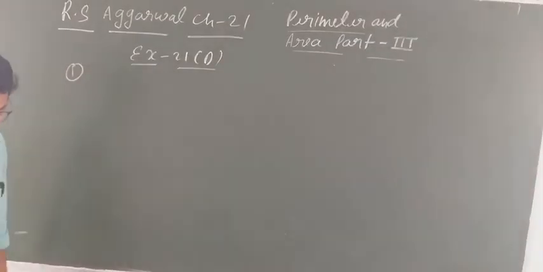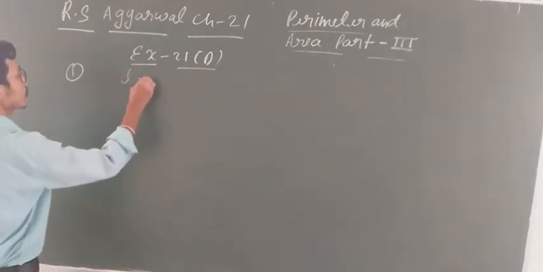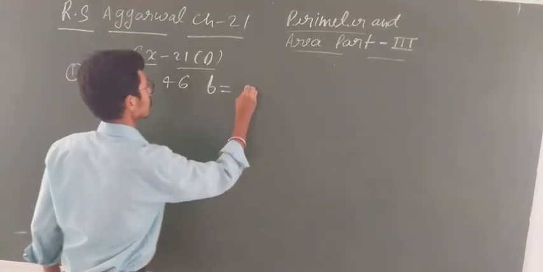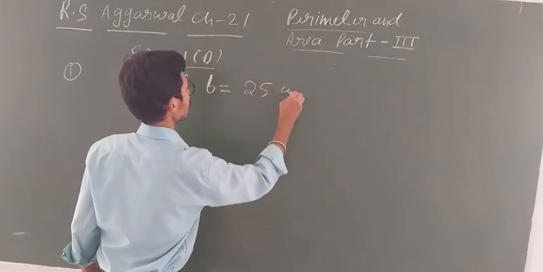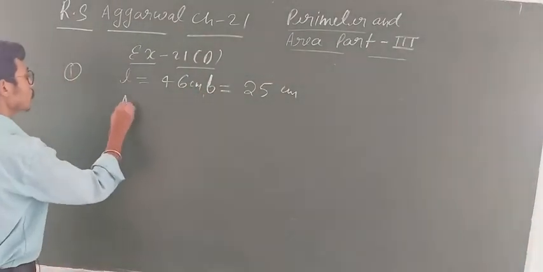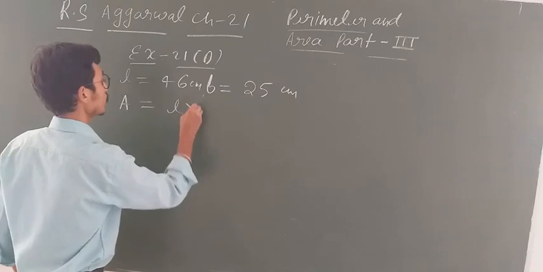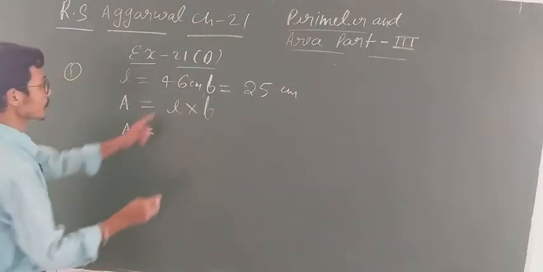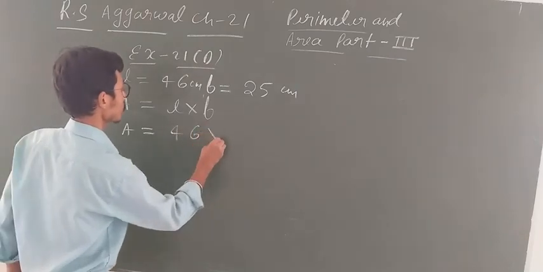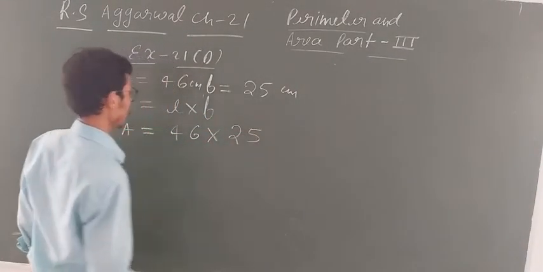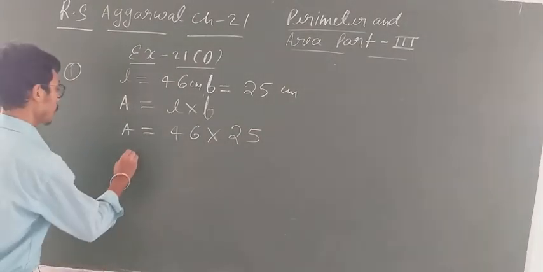You have to find out the area of a rectangle whose length is 46 and breadth is 25. Length is 46 and breadth is 25. This is given in centimeter, this is also in centimeter. Clear? Now area of rectangle, you know that area of rectangle equal to L into B. Simply you know that length is given what? 46, write down 46, multiply by breadth. Breadth is 25, write down 25. Clear, student? Now multiply this.